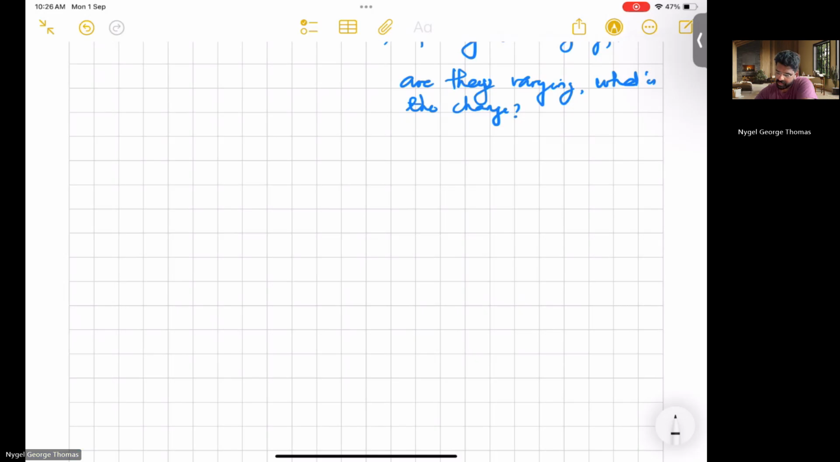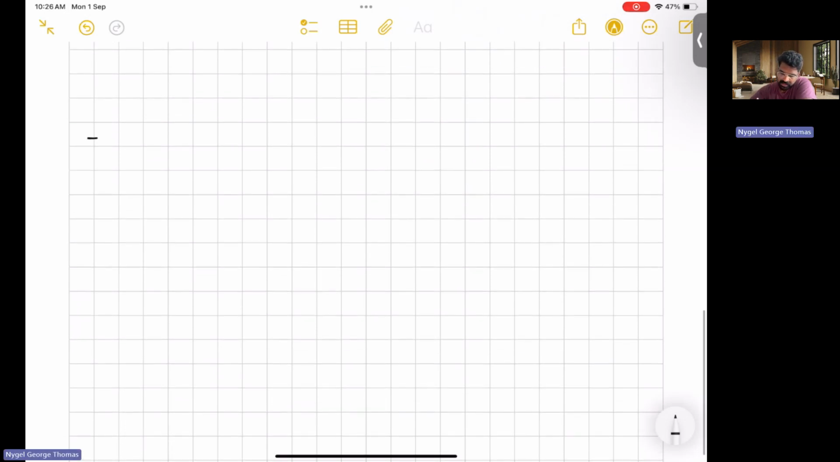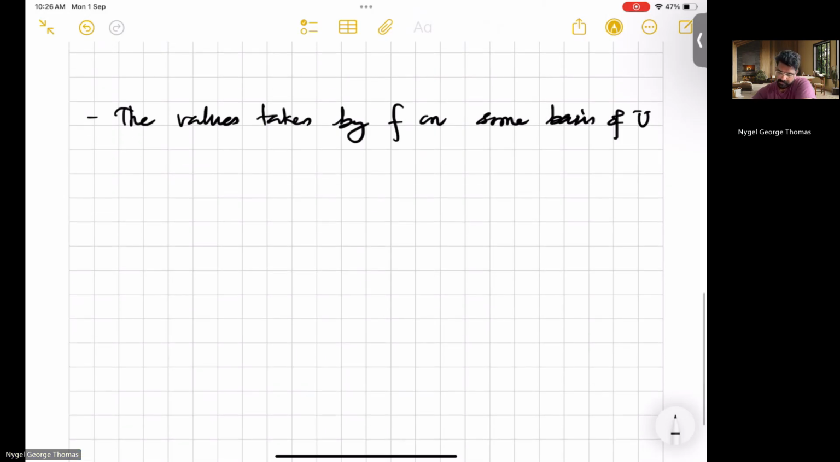Then let's look at some more important consequences. One of the first things to notice is that the values taken by f on some basis of U completely define f. What does this mean?